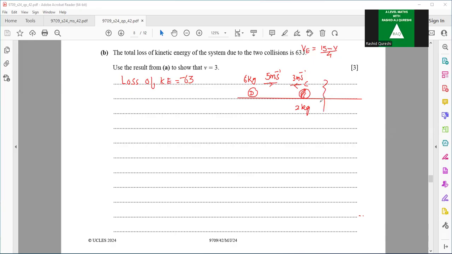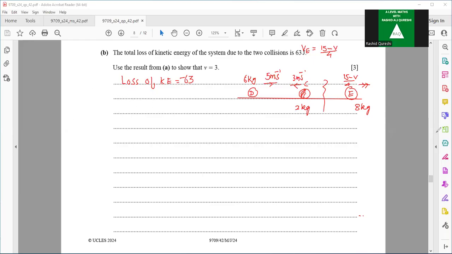Now, after the collision, what did happen? That zigzag line shows the collision. So it becomes the single particle E. Its velocity becomes (15 minus V) over 4 according to the previous part, and that particle is moving in this direction. And its mass is the sum of the masses, that becomes 8 kilograms.